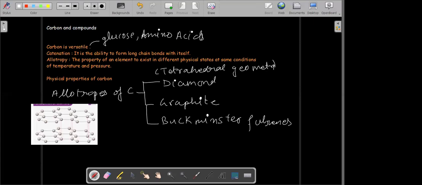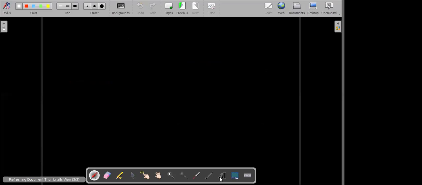Alright. You have fatty acids or fats. So the fatty acids are also made up of carbon. So carbon is very closely related with the living organism. Alright. So next we see catenation.